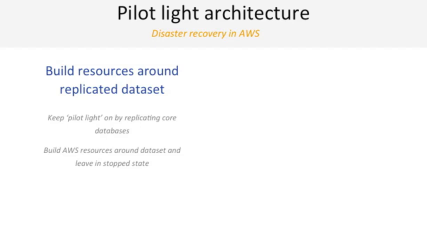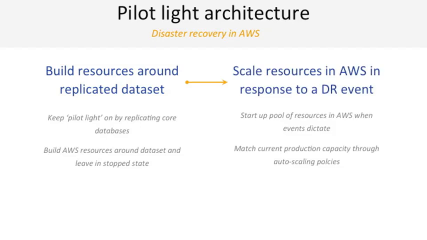A common pattern is one called a pilot-light architecture, where using something like RDS, you create a core replication of your database in the cloud and keep that synchronized. And you build your AWS resources around that data set and leave it in a stopped state so you're not paying for it. And then at some point you might need to trigger the use of those resources.